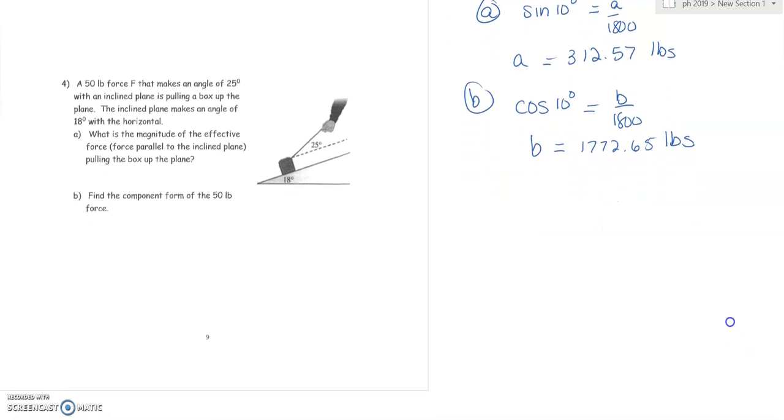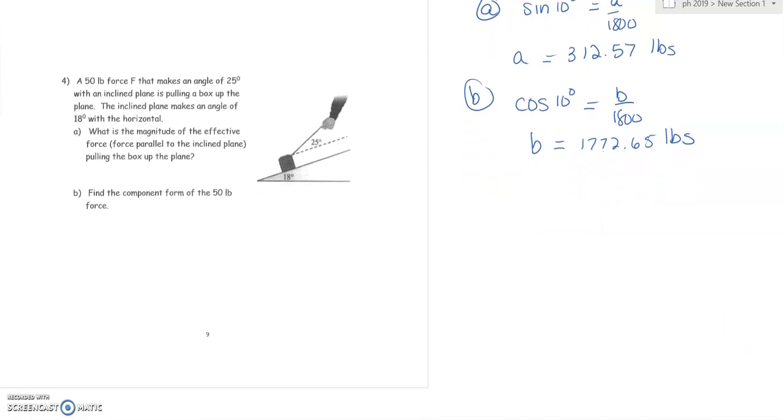Okay, let's do another example. Go ahead and take a look at number 4. It says a 50-pound force that makes an angle of 25 degrees with an inclined plane is pulling a box up the plane. The inclined plane makes an angle of 18 degrees with the horizontal. Okay, so I'll explain that one in the next video.